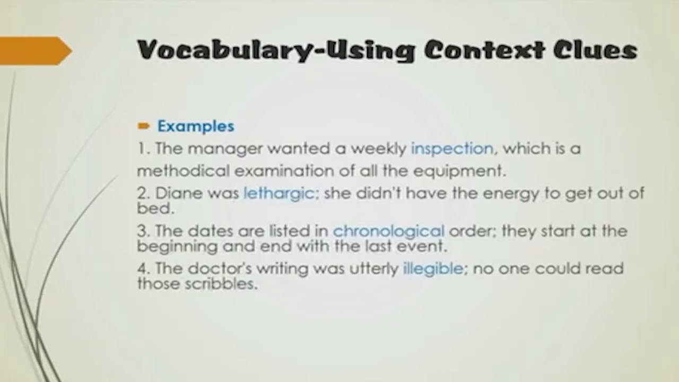Next one says, the dates are listed in chronological order. They start at the beginning and end with the last event. Chronological order? Okay, what does that mean? The writer is helping you. So the writer says something that starts at the beginning and it takes you through a process all the way to the end. Number 4 says, the doctor's writing was utterly illegible. No one could read those scribbles. So it's not legible, we can't read it, no one could read it. All right? So it was not very clearly written.